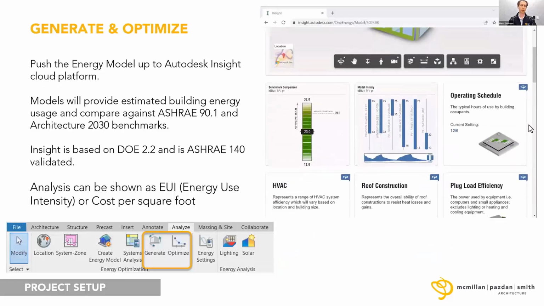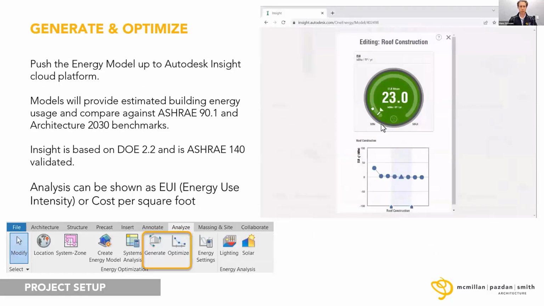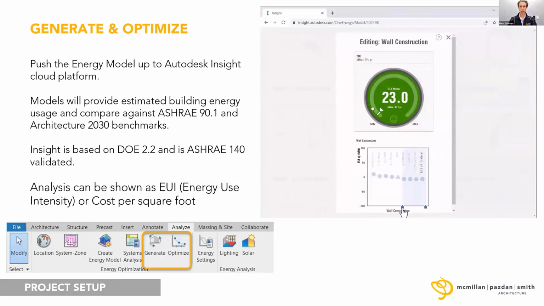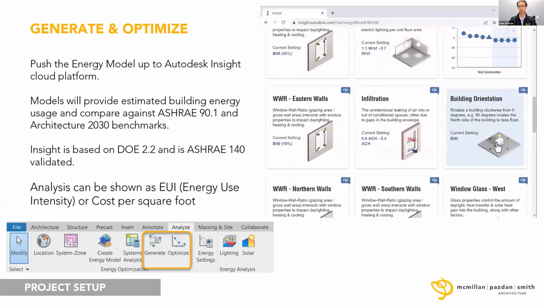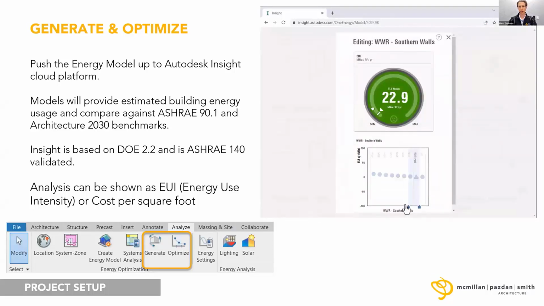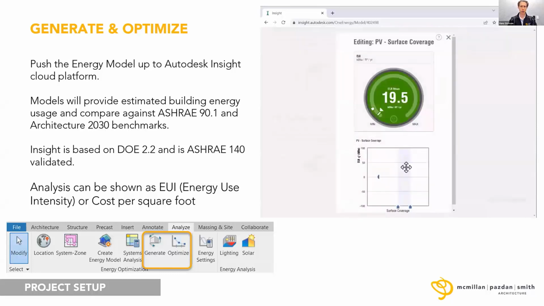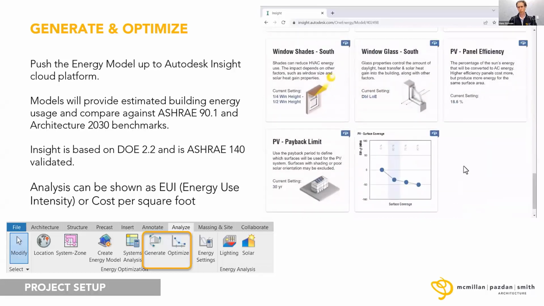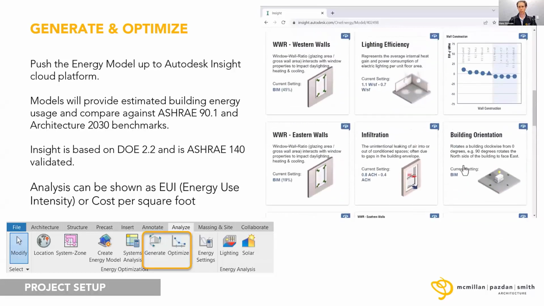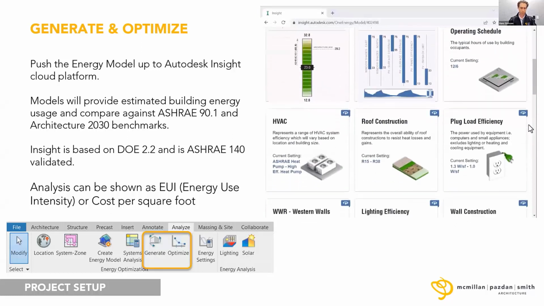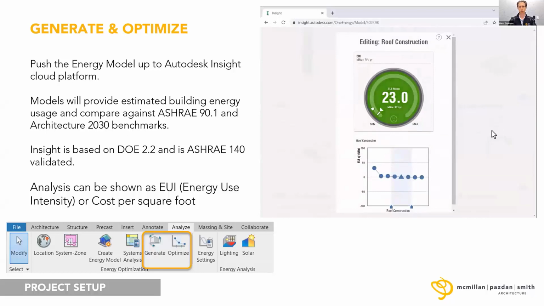So now, once we've checked to make sure that our model looks correct, we can go ahead and hit that generate button, and that's going to push it up to the Insight web platform. And then we can begin dialing in our energy factors, or what they call our widgets. And each of these pertain to different construction items, MEP items, solar, and so forth down the list. And what you're seeing in the video example here is I'm going through each of these cards, and you've got a graph of a range of least efficient to most efficient systems.